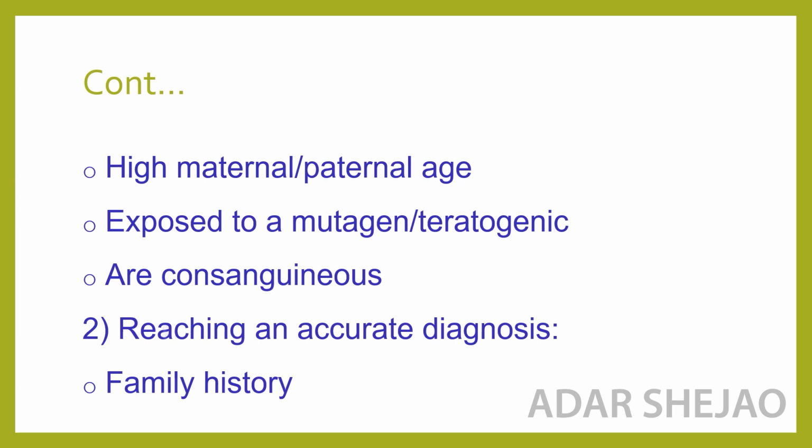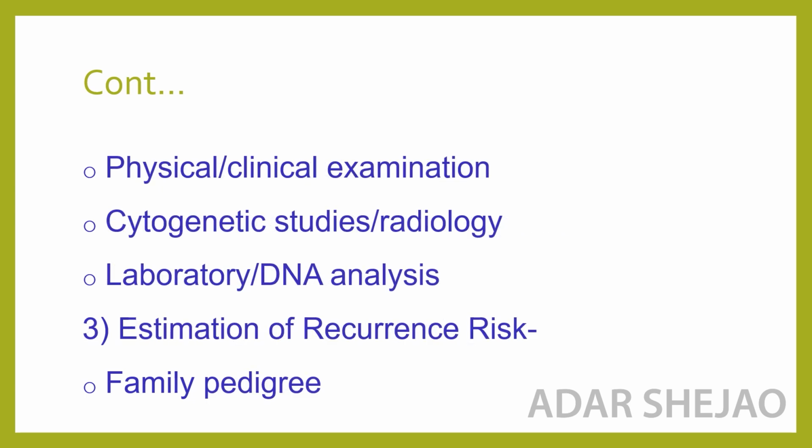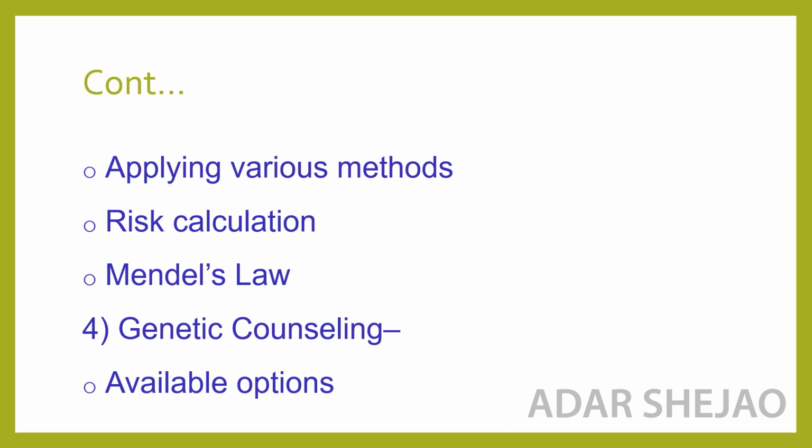Family history. Physical or clinical examination. Cytogenetic studies or radiology. Laboratory or DNA analysis. 3. Estimation of recurrence risk. Family pedigree. Applying various methods. Risk calculation. Mendel's law.